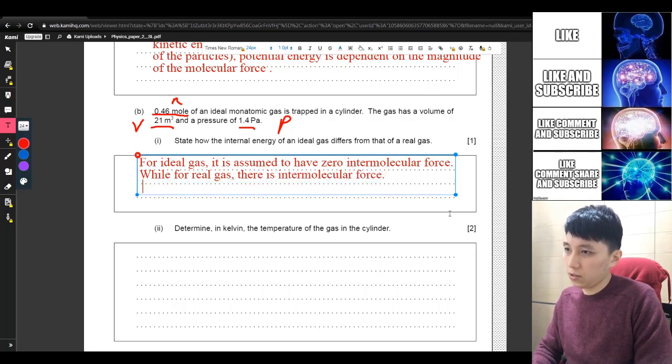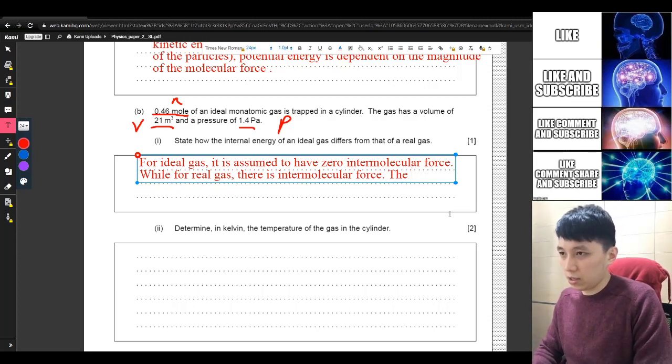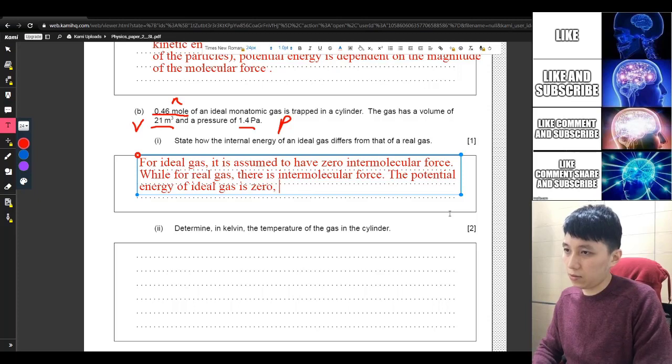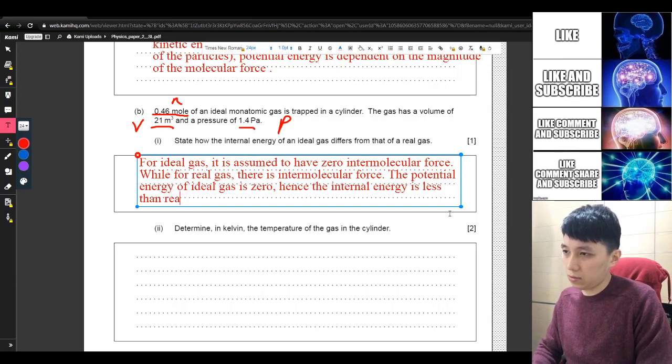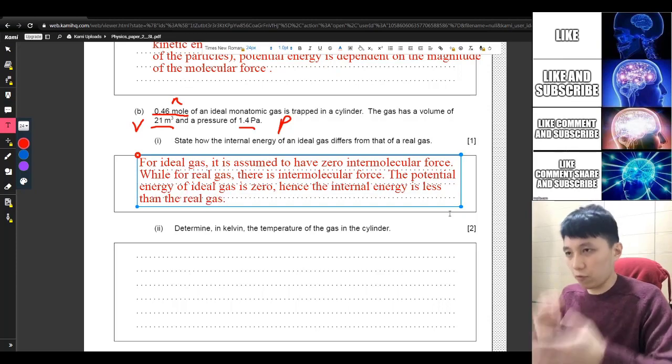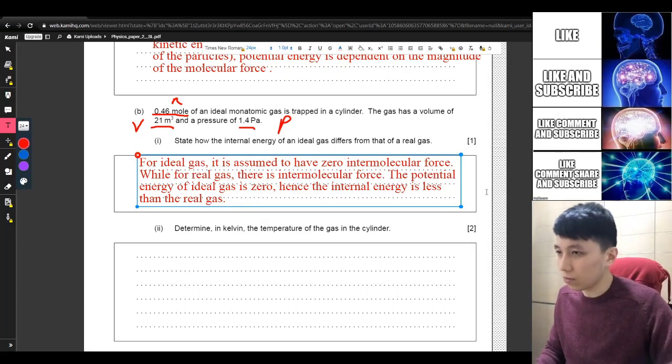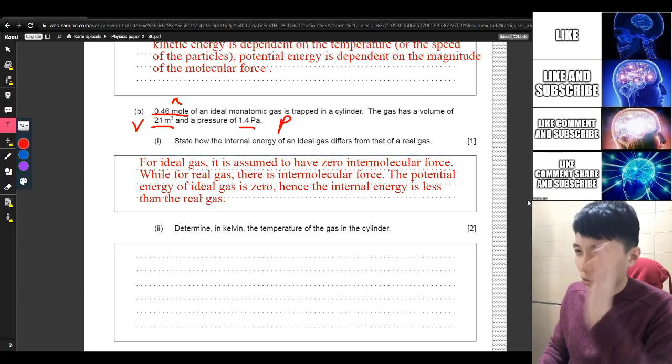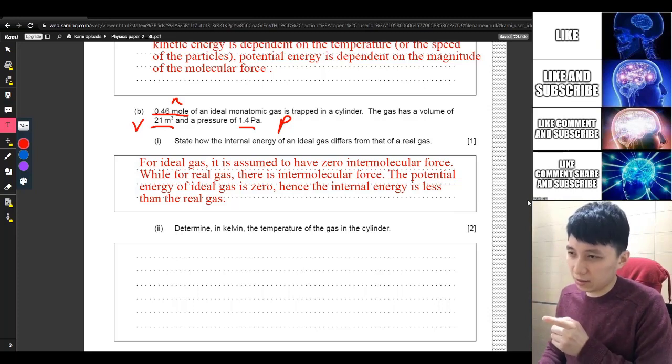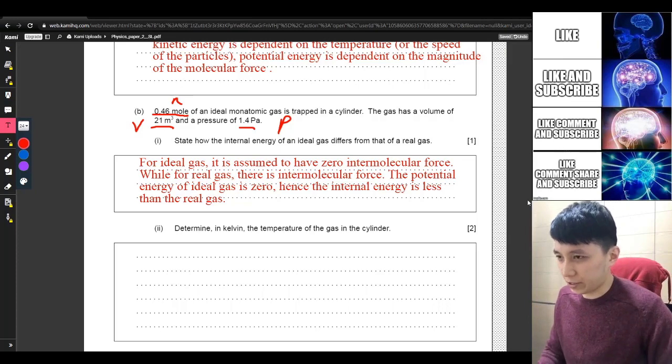While for real gas, there is intermolecular force. So like what we mentioned earlier, due to this, the potential energy of ideal gas is 0, hence the internal energy is less than the real gas. Okay, if you are talking about the same one. Okay, I think that's all I can say. Although it's a lot of words for 1 mark. Alright, but if I have time, I think that's all I would say.